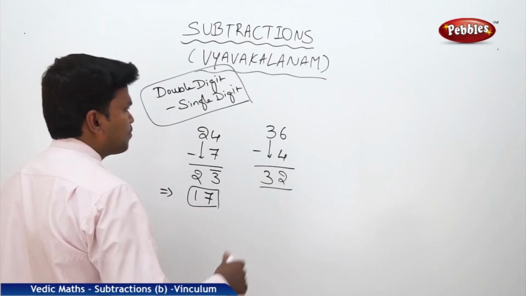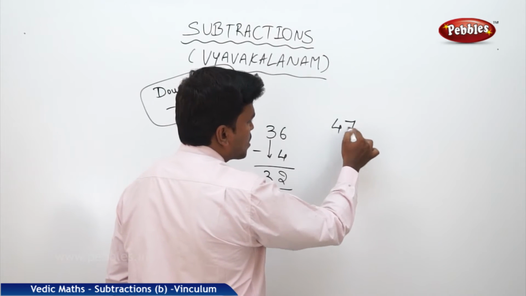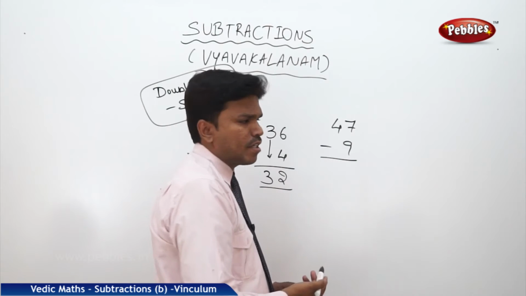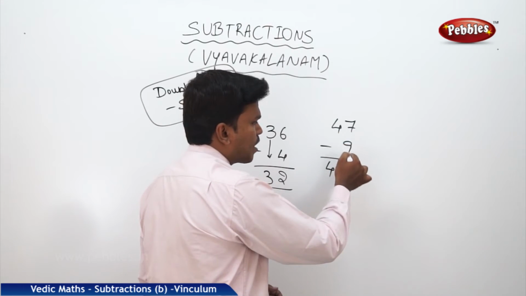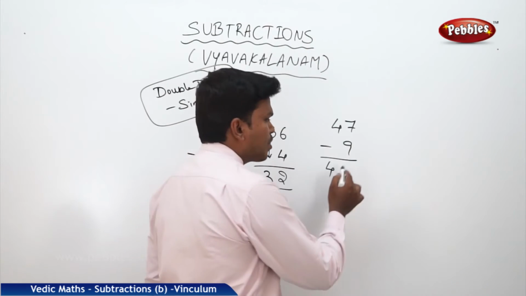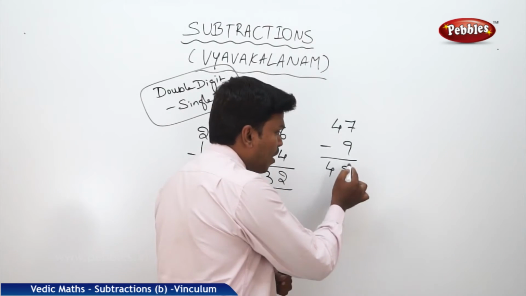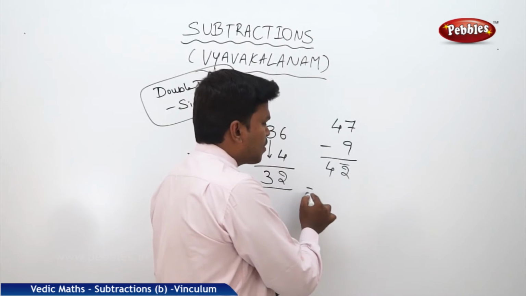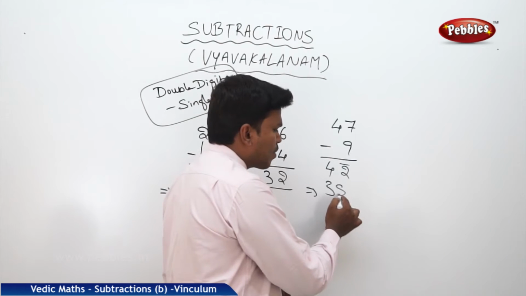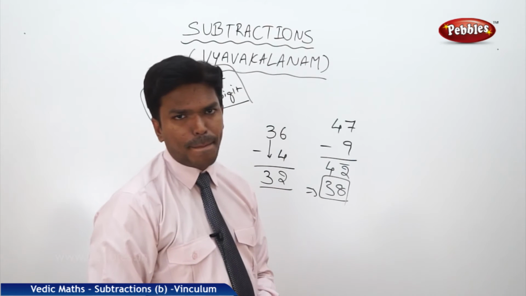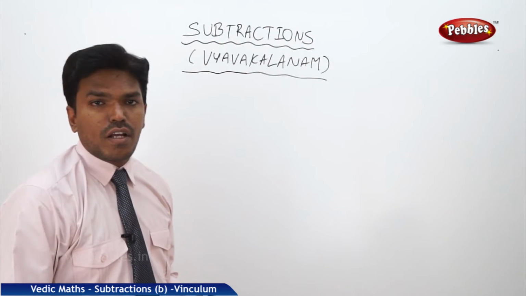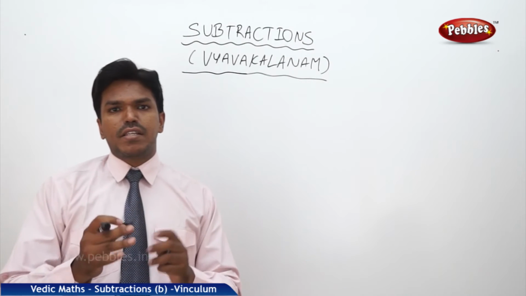One more example. Suppose 47 minus 9, I want to subtract. So drop this 4 as it is. And 7 minus 9 is not possible. So go reverse, 9 minus 7. How much? 2, but with a bar on it. Now what is the normal number? Convert this number. 4 becomes 3. What is the complement of 2? 8. So your answer is 38. Like this we can do double digit minus single digit. So we have seen the double digit minus single digit subtraction.